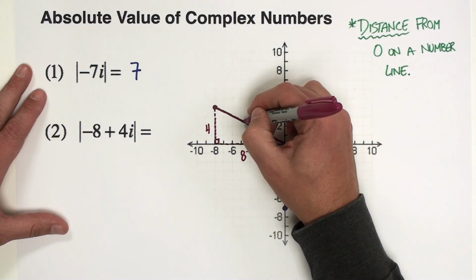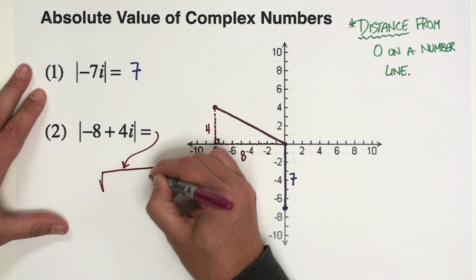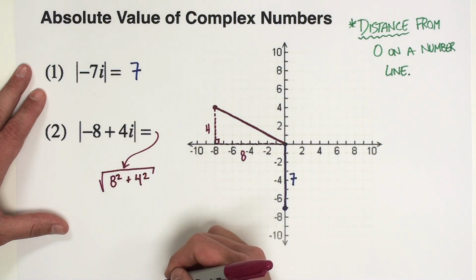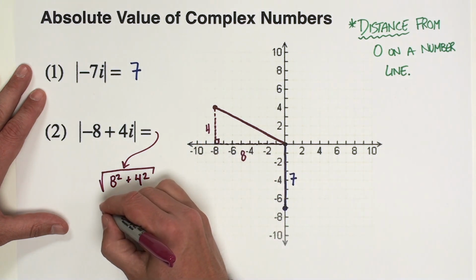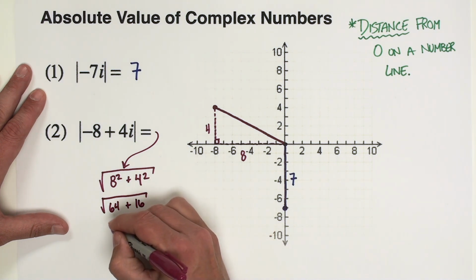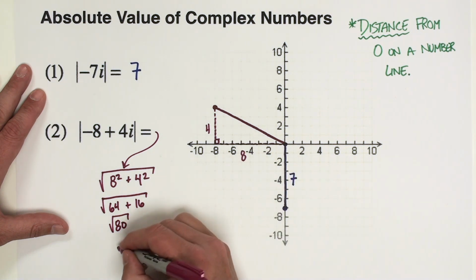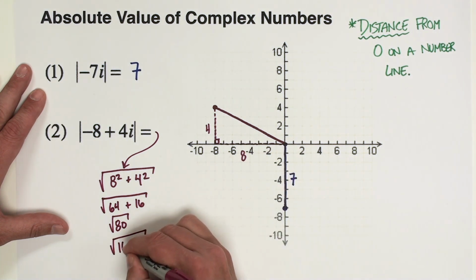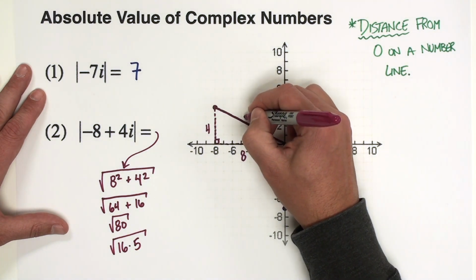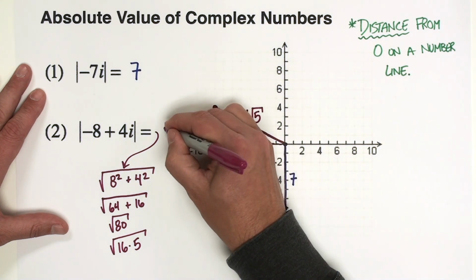And I can find this length by doing the square root of 8 squared plus 4 squared. I'm just doing the Pythagorean theorem. So I have the square root of 64 plus 16, which is the square root of 80. And 80 is 16 times 5. So my absolute value works out to be 4 square root of 5.